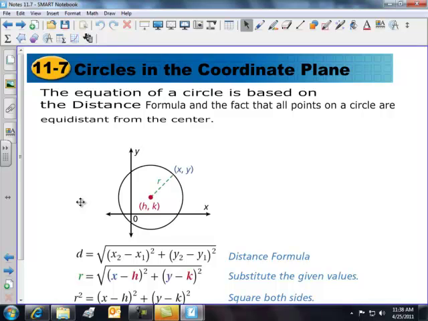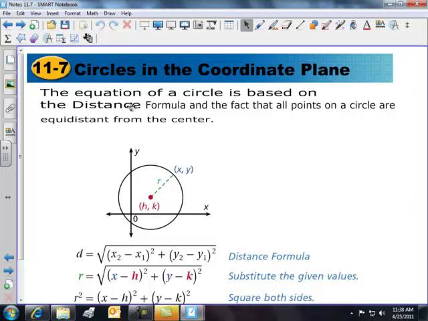Alright, today's section 11-7, circles in the coordinate plane. Just kind of a quick section giving you some skills on how to write an equation of a circle as well as maybe graphing some circles. So it should be a pretty easy section, we're hoping. That's the hope. So let's just get started.